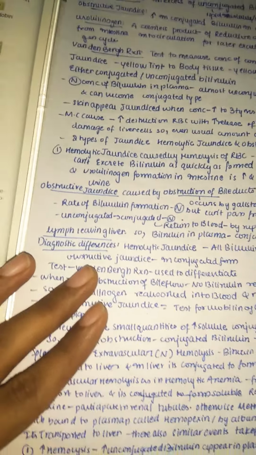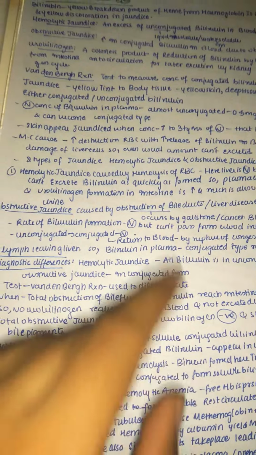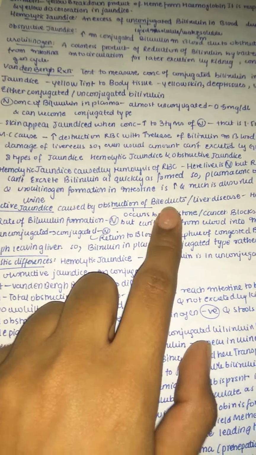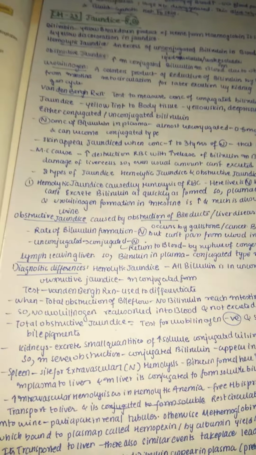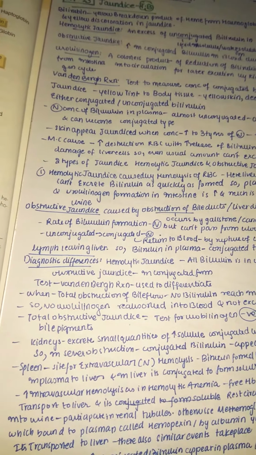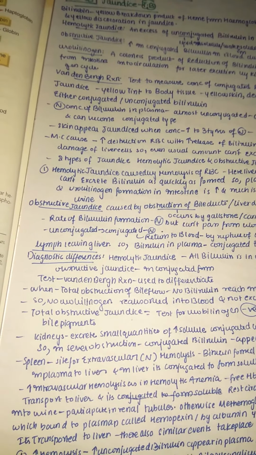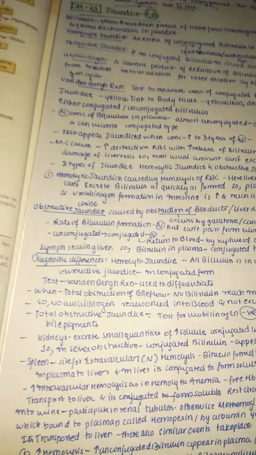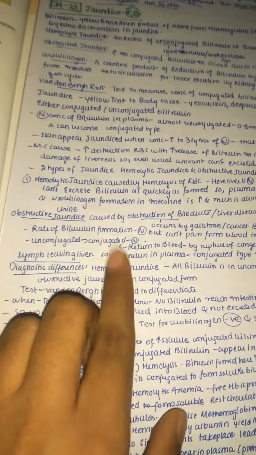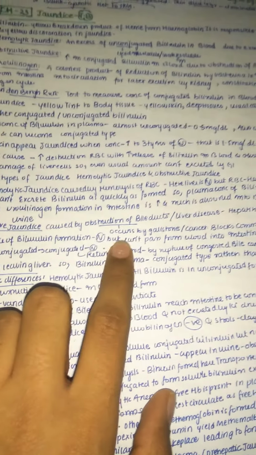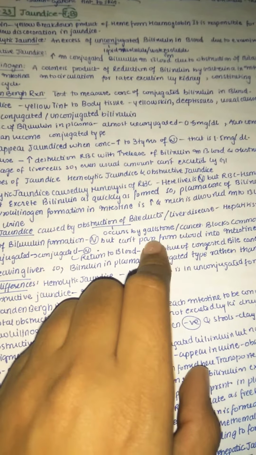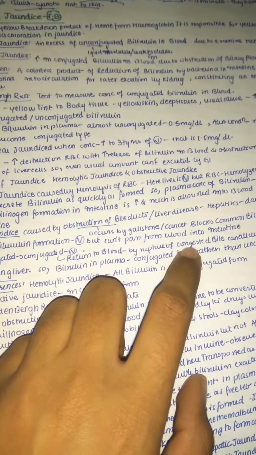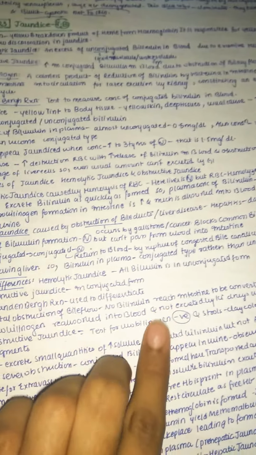So now let us see obstructive jaundice. Obstructive jaundice is mainly caused by obstruction of bile ducts or any other liver disease like hepatitis, where there are damaged hepatic cells. When there are damaged hepatic cells, we can easily understand that in obstructive jaundice there is an increase in conjugated bilirubin. The rate of bilirubin formation is normal, but it can't pass from the blood into the intestine. This obstruction of bile ducts occurs mainly by gallstone or cancer, which blocks the common bile duct.